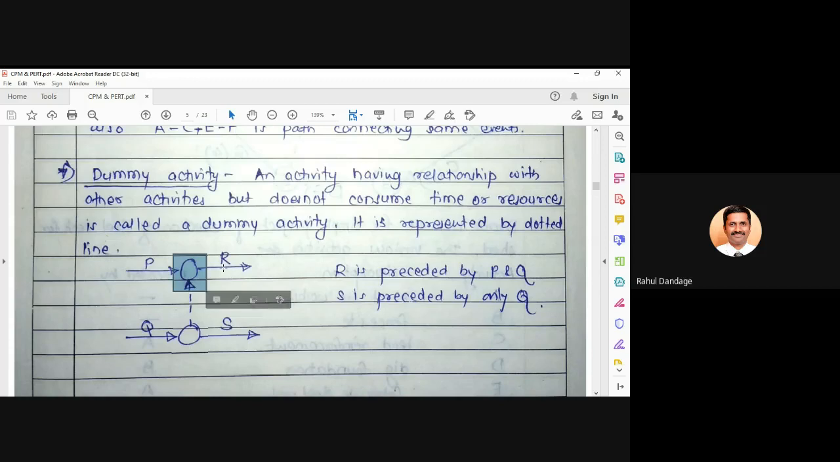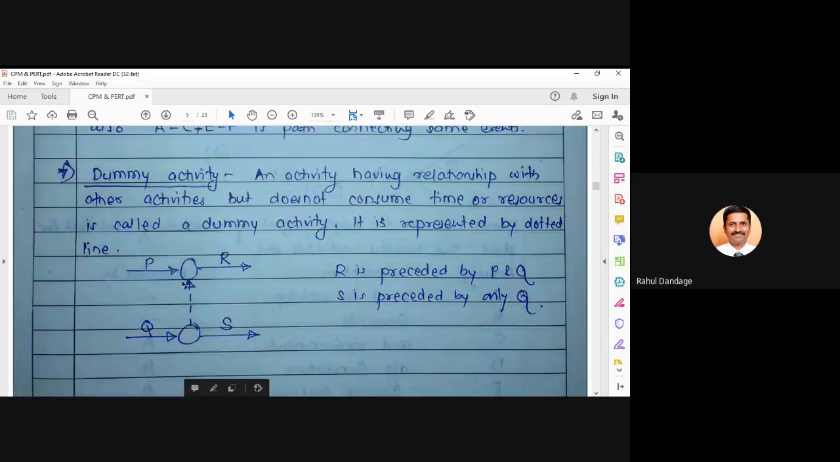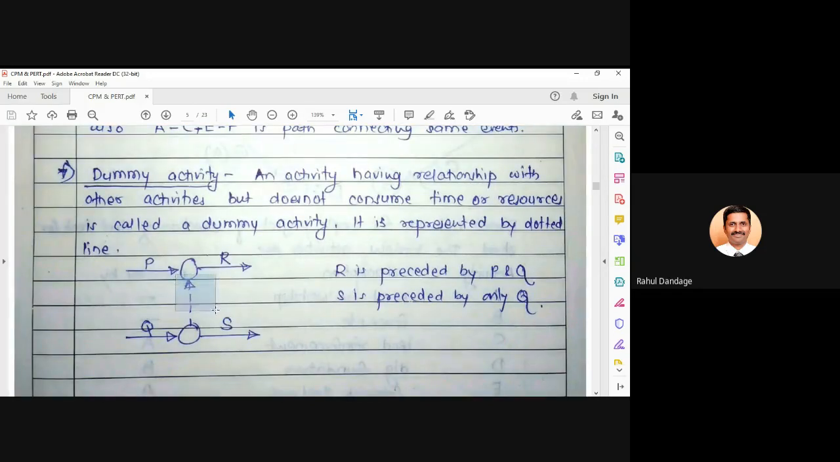But what we need for R is that R should have a logical relationship with P and Q. Unless and until P is completed and Q is completed, R cannot be started. That's why these two events we have connected by a dotted arrow. This dotted arrow indicates that this is a dummy activity. So this activity is introduced only to satisfy the requirement of your network diagram.